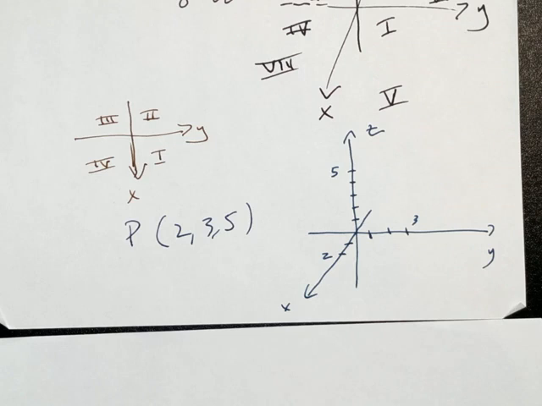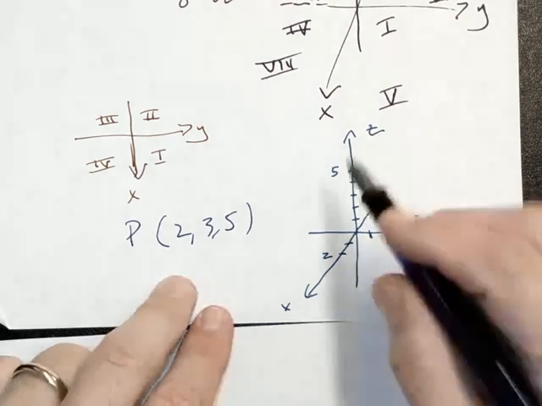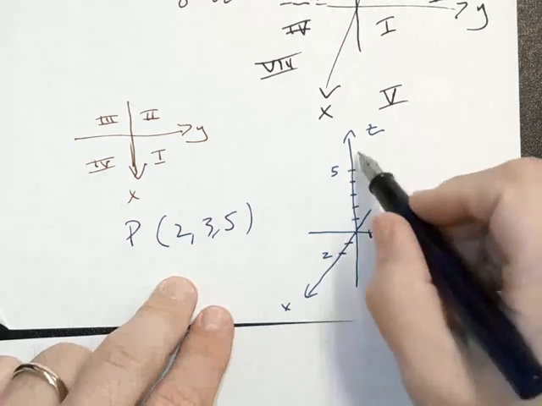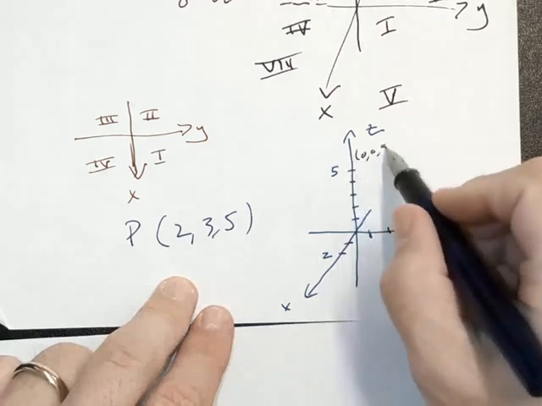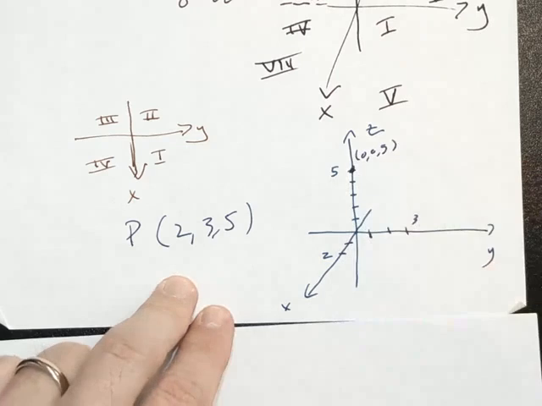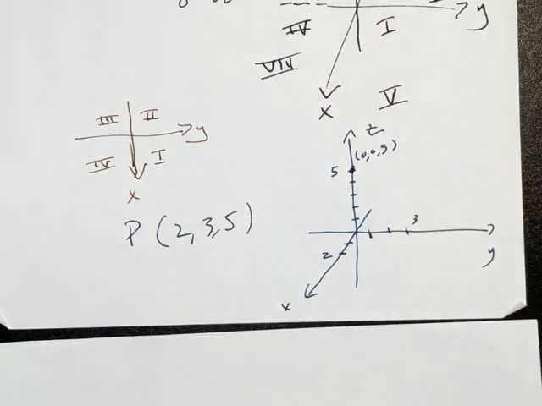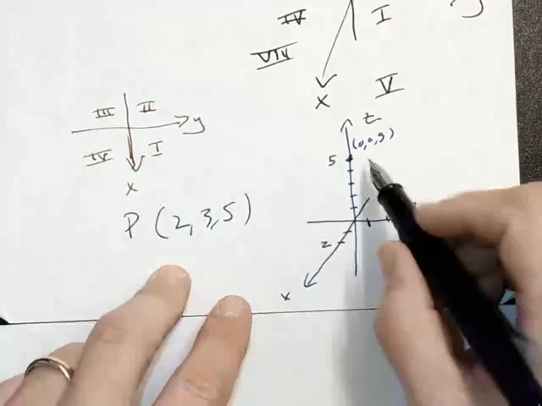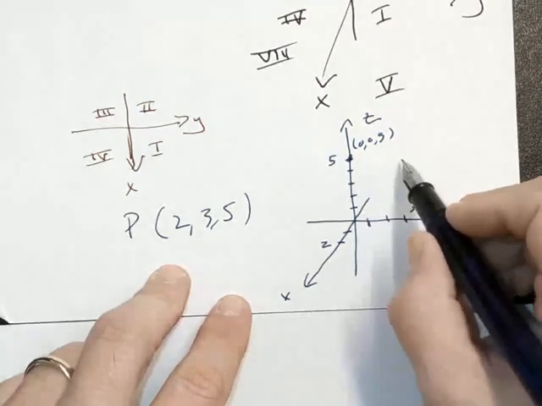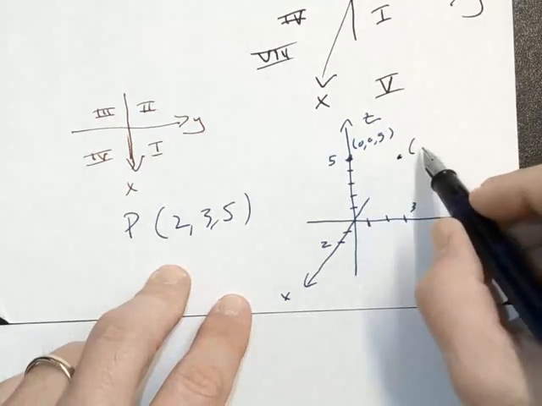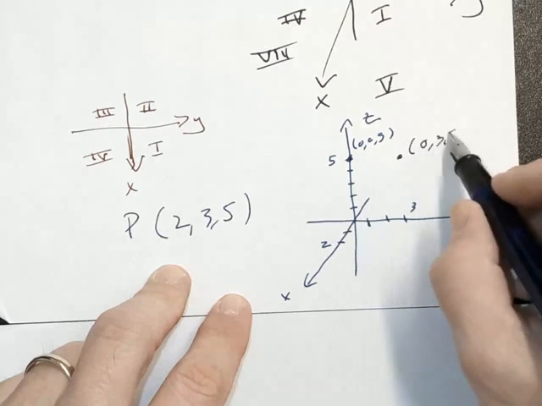If I were to go along the z first, I'd be up here at this spot, right? The coordinates for this spot are (0, 0, 5). I'm on the z-axis, 5 units up. Then I'm going to go in the y direction. I'm going to go 3 units. 1, 2, 3. This is the point (0, 3, 5).